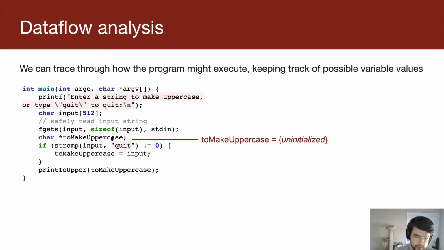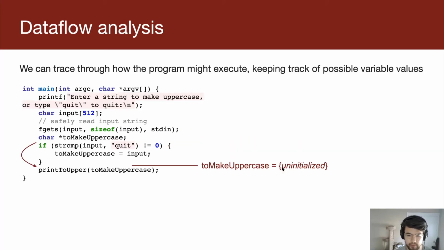So here we have a variable. We didn't put anything inside, so it's uninitialized. That's the only possible value inside of this variable. And then we have two ways that we could go. We could skip the if statement. If we skip the if statement, then down here, to make uppercase is still uninitialized. We didn't do anything. But if we go inside the if statement and then get to here, then it's possible that to make uppercase is our input. So before print to upper, there's two possibilities. It's uninitialized or it's our input string.